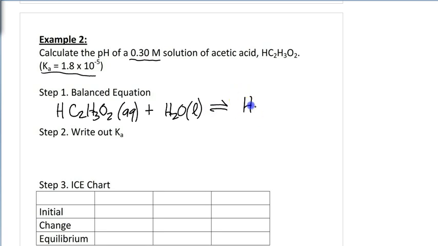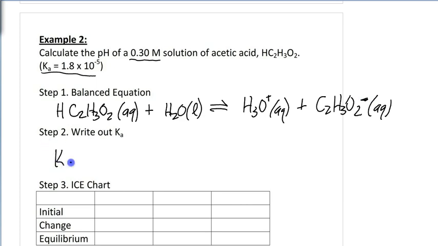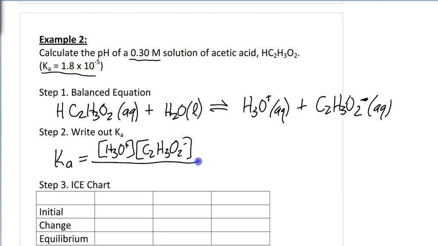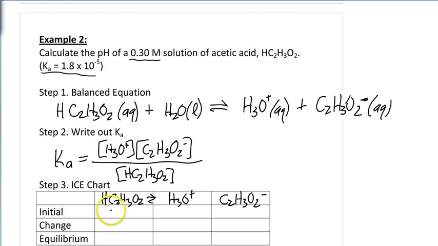reacting with water to make H3O plus and C2H3O2 minus. Notice that this time we've replaced the A with the specific anion that we're using. We'll write the Ka equation. That'd be products over reactants, and then we'll fill in our ice chart, leaving out the water because it's a pure liquid and it will never get included in our equilibrium calculations.